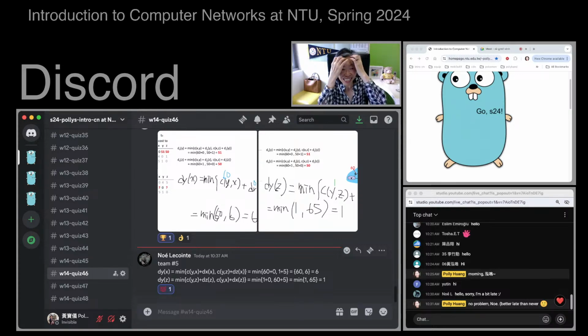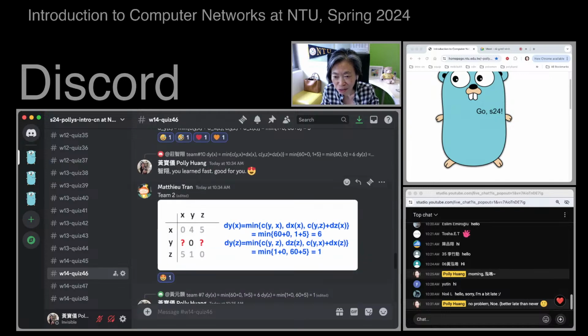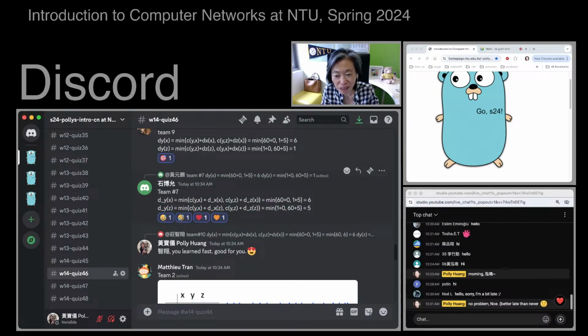All right, I guess, yeah, you guys all got it. Okay, so you see that showing the derivation helps. Okay, in fact, I think Team 7 demonstrated very well. So Team 7 here, Yuan Hao was originally a little bit mistaken, and Bo Yun is trying to help. Okay, but you see that even though the final answer is incorrect, I can see in the derivation that you got it. You got it.